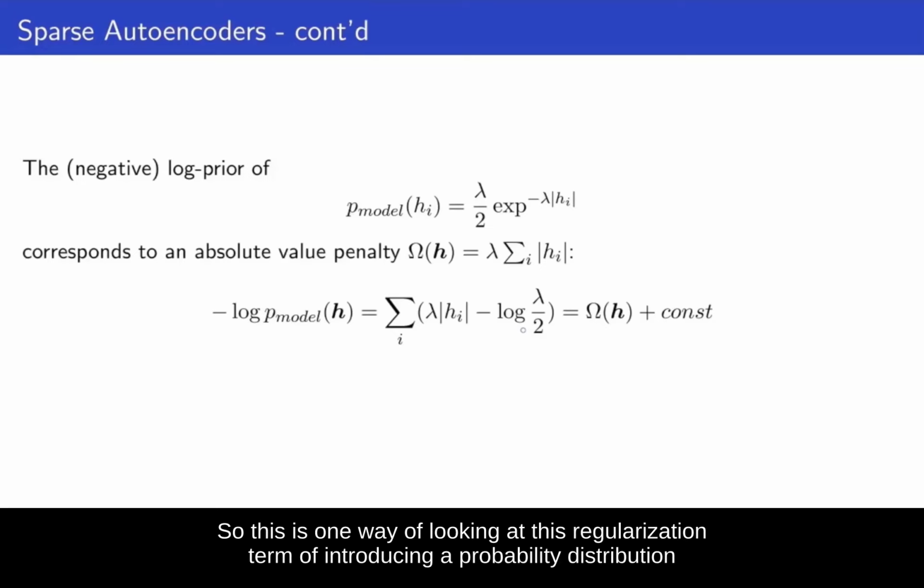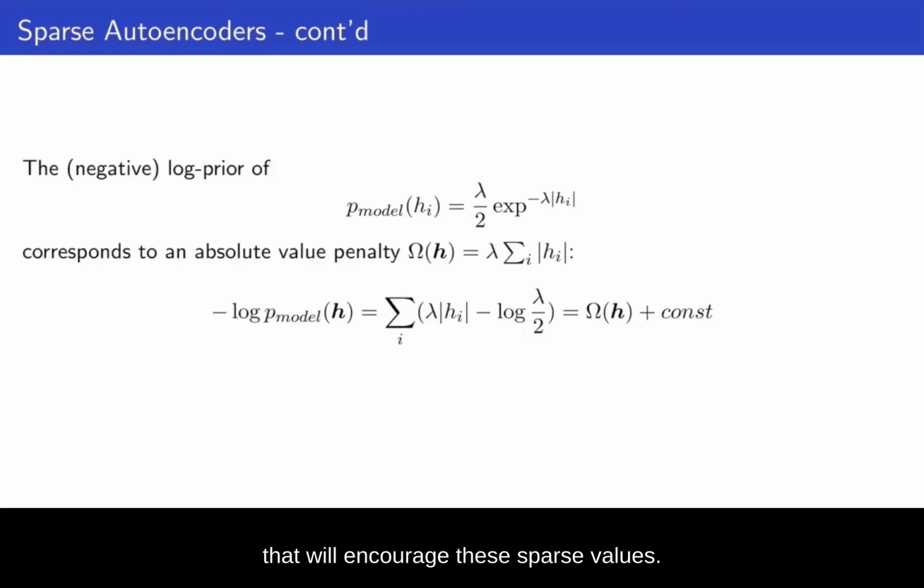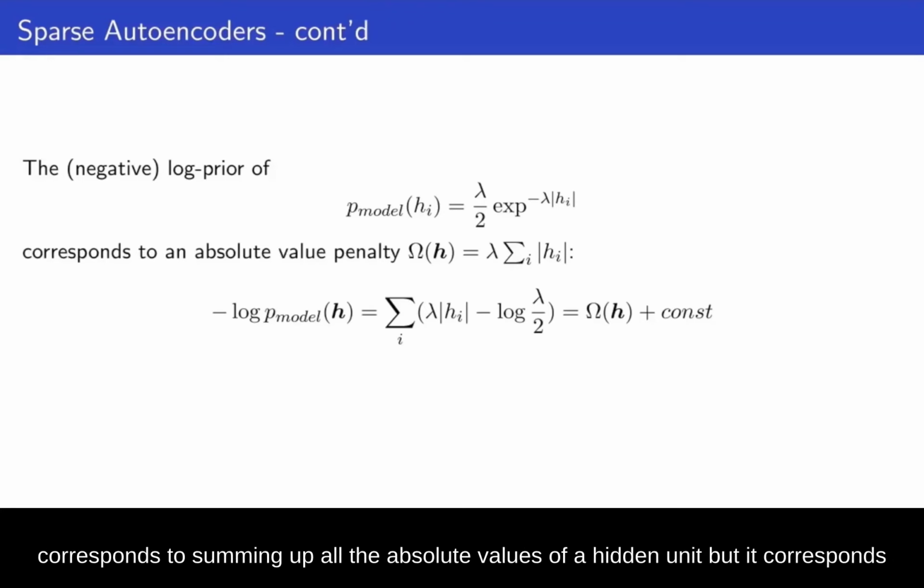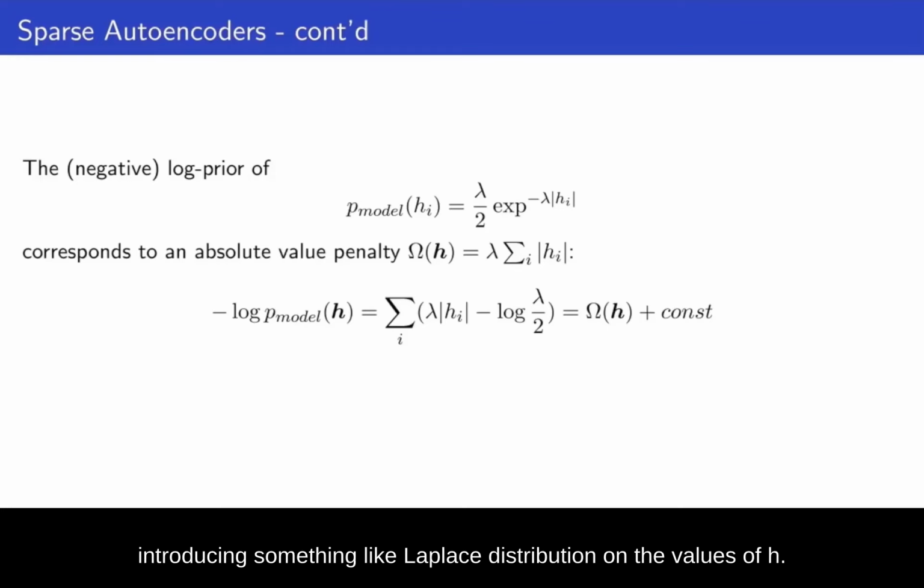So this is one way of looking at this regularization term, of introducing a probability distribution that will encourage these sparse values. So the way that we can actually do it is that we can just introduce this omega term that corresponds to summing up all the absolute values of our hidden units, but it corresponds to introducing something like a Laplace distribution on the values of h.